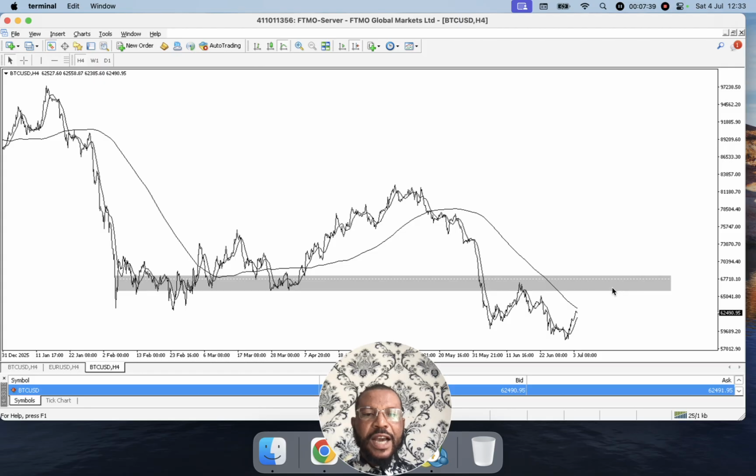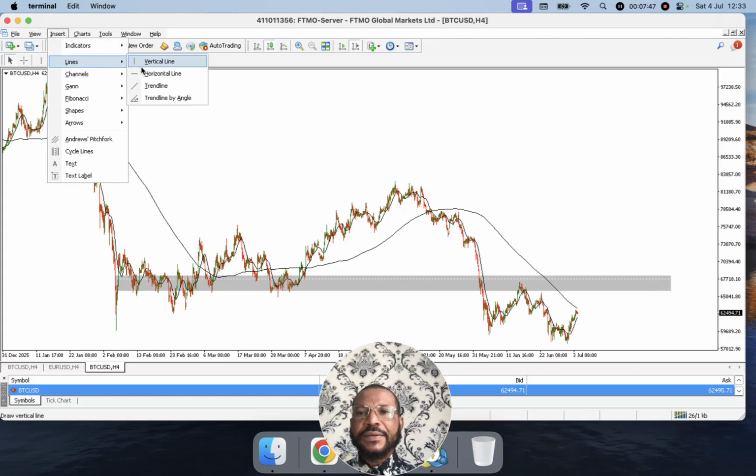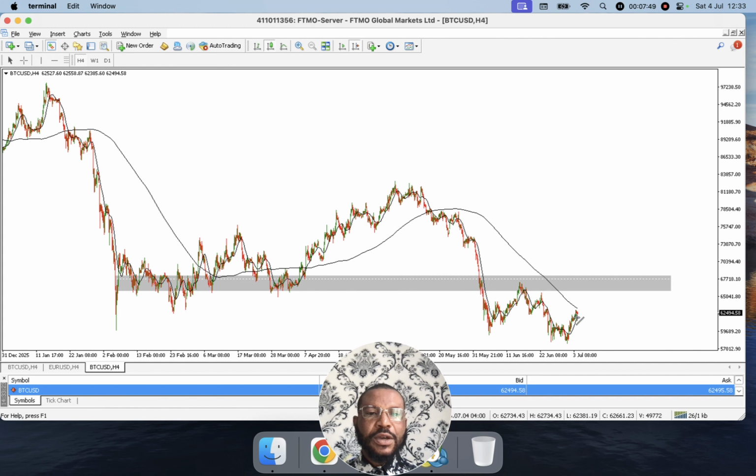From there, I expect the sellers to come back in. So I'm waiting for the BTC/USD to rise into this area. In the coming days, I'm waiting for the BTC/USD to rise into this area. From there, when the sellers come in, I will join the sellers and take the price back down.